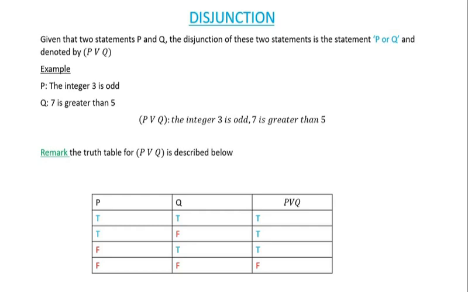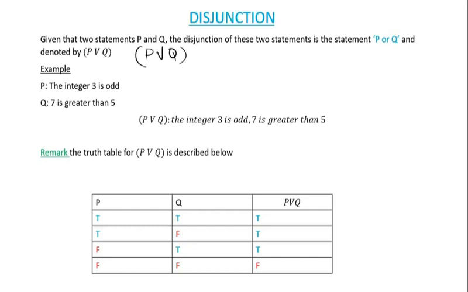Now disjunction is just the opposite of conjunction. So given two statements P and Q, the disjunction between these two statements is the statement P or Q, and it is denoted by P, inverted V, and Q. So we call this P or Q. Let's have a look at the example that we used earlier on. The integer 3 is odd as the P statement, and the Q statement is 7 is greater than 5. So the disjunction between these two statements is just combining the two, so we can say the integer 3 is odd, or 7 is greater than 5.